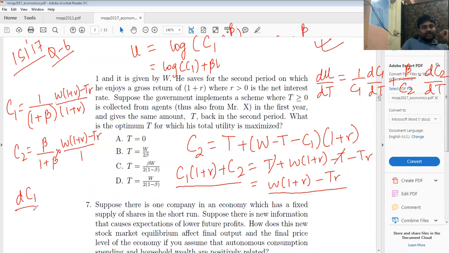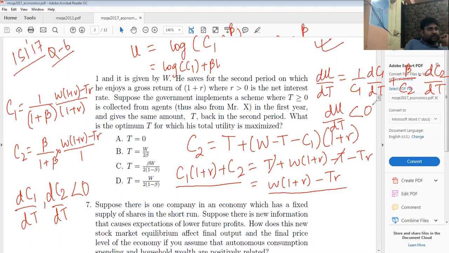By differentiating C1 with respect to t, I'm not solving it, but you can easily see that dC1 dt and dC2 dt will both come out to be negative. It's basic differentiation with respect to t. So du dt will be negative because dC1 dt is negative and dC2 dt is negative. That basically means that as my tax is increasing, my utility is falling. So what is the best tax rate? T is equal to 0. This is the crude way of solving.